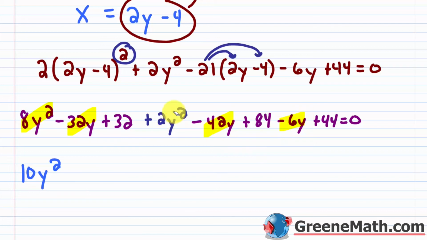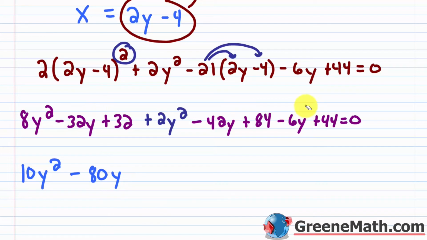Well, we have this guy right here, this guy right here, and this guy right here. Let me unhighlight these so we can be clear on what we're working with. So we have negative 32y, minus 42y, and negative 6y. Okay, so negative 32 minus 42 is negative 74, and then minus another 6 would be negative 80. So this would give me minus 80y.